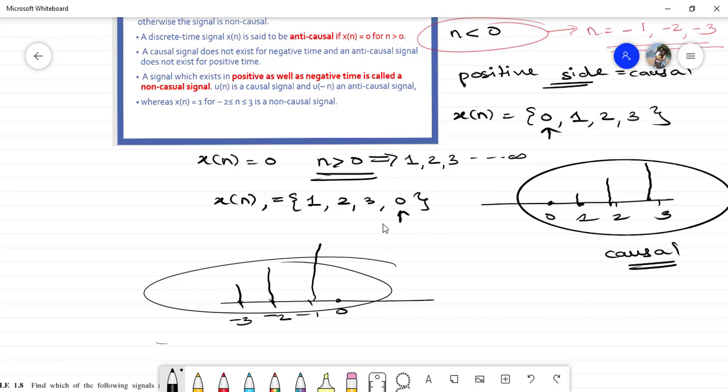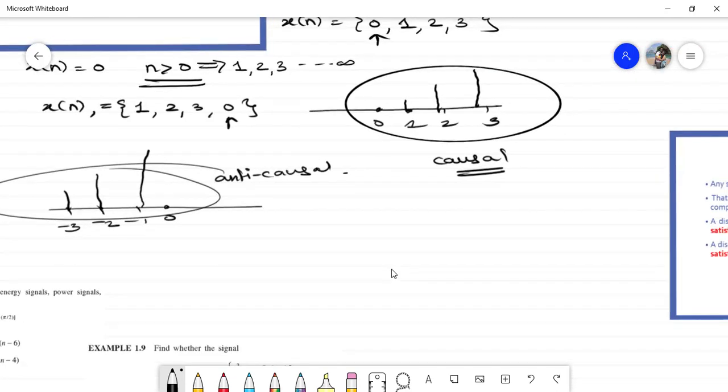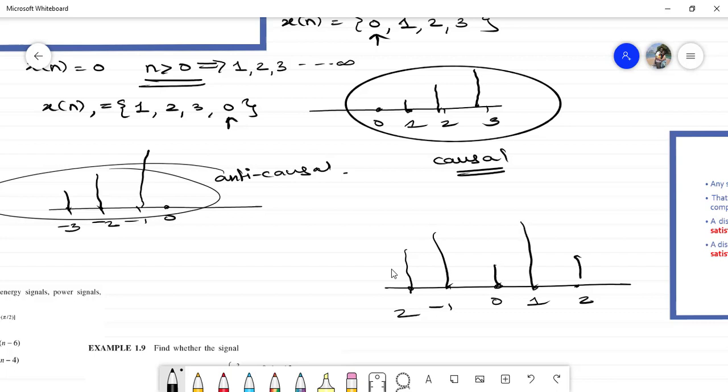And when my signal lies on both the sides, that is positive as well as negative side, then it is called non-causal. So when my graph is something of this kind, if I plot a graph where my graph is on both the sides, that is 0, 1 and 2, and this is -1, -2. Okay, so there are values here also and values at the negative side as well as positive side. That means the graph is balanced. That time it is called non-causal.